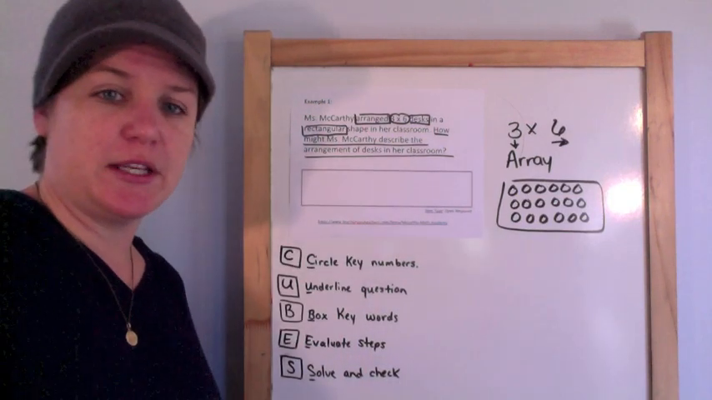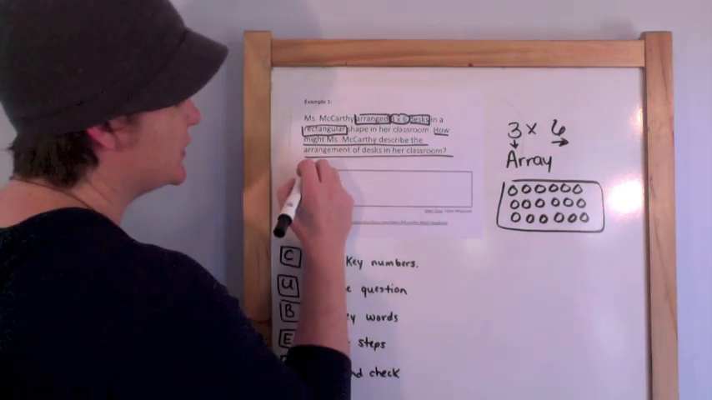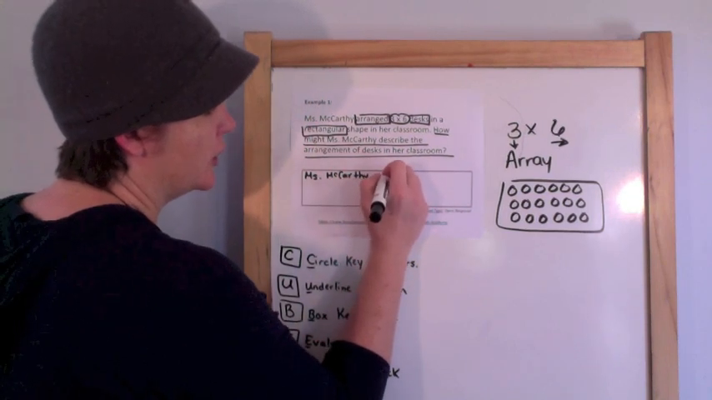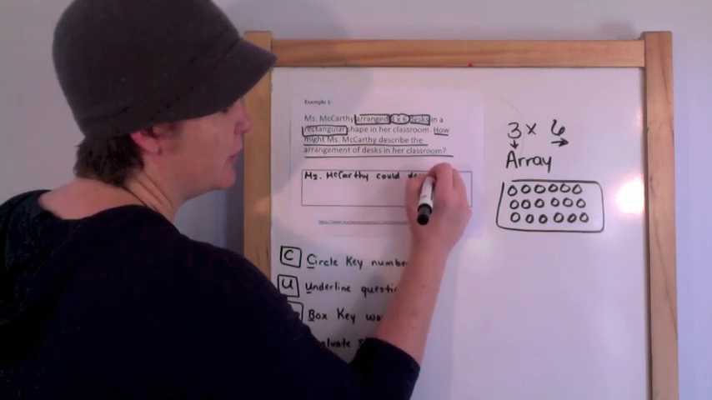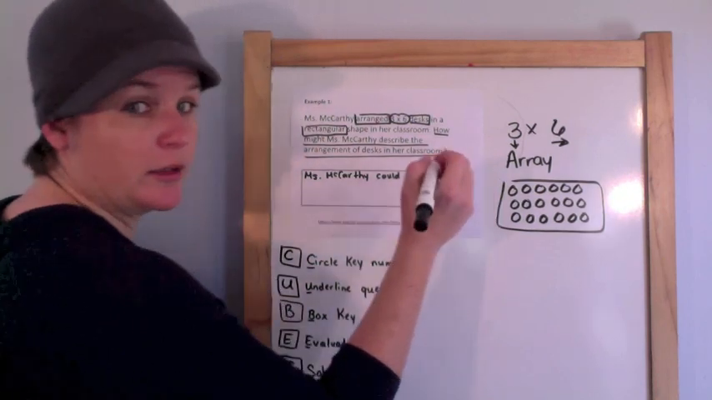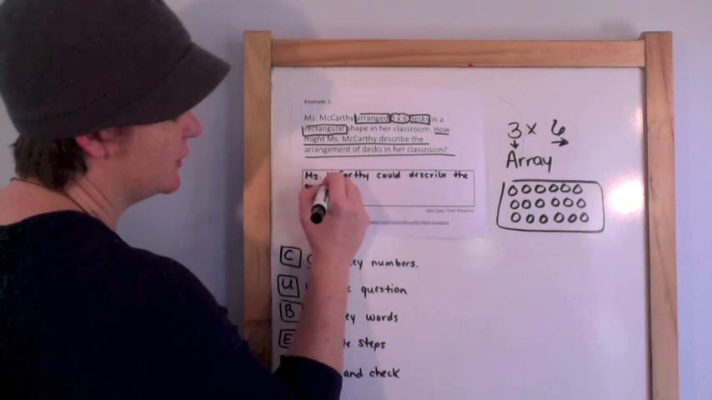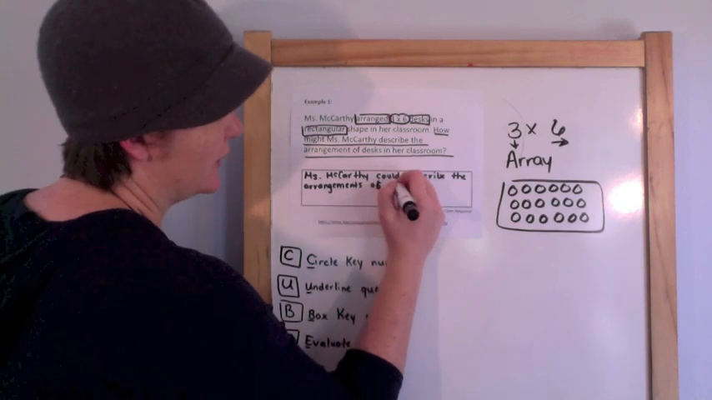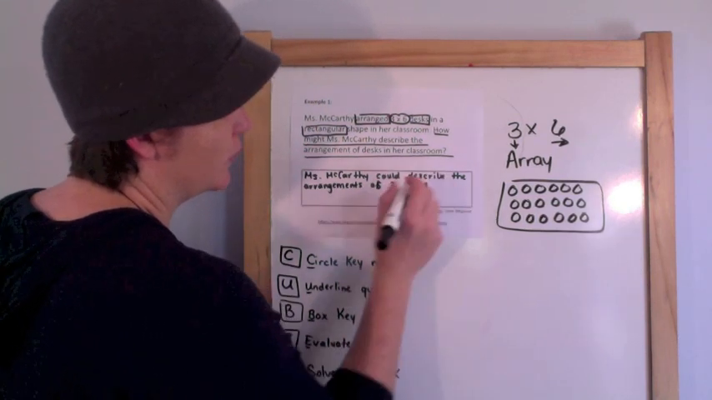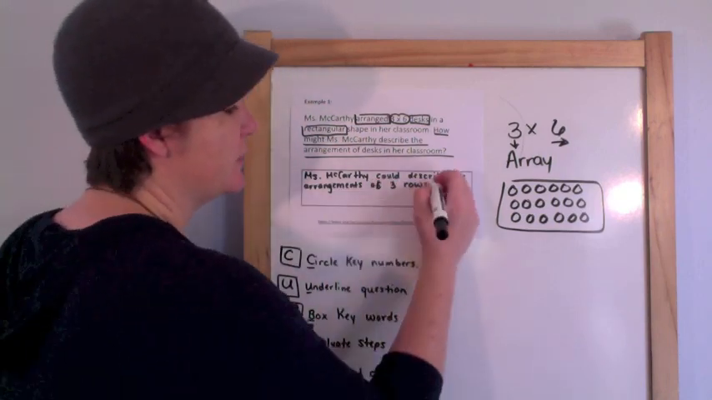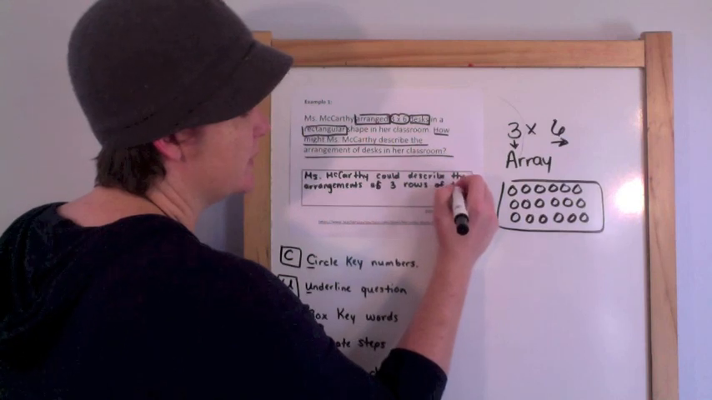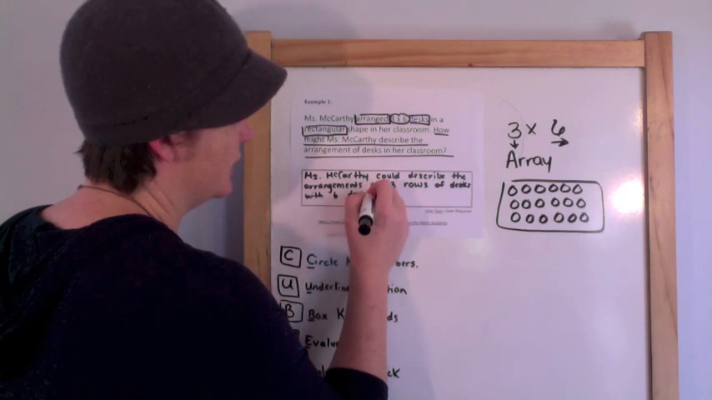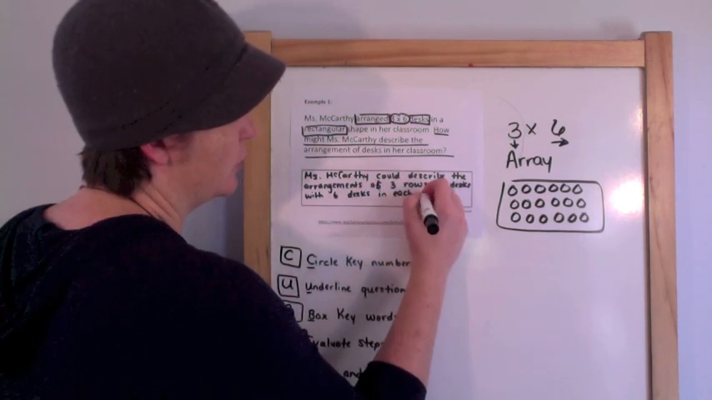Okay, so let me see. This would be a good way to answer it. Miss McCarthy, try to write small, could describe the arrangement as 3 rows. Of course, if I had an eraser, I wouldn't leave it at that, but as 3 rows of desks with 6 desks in each row.